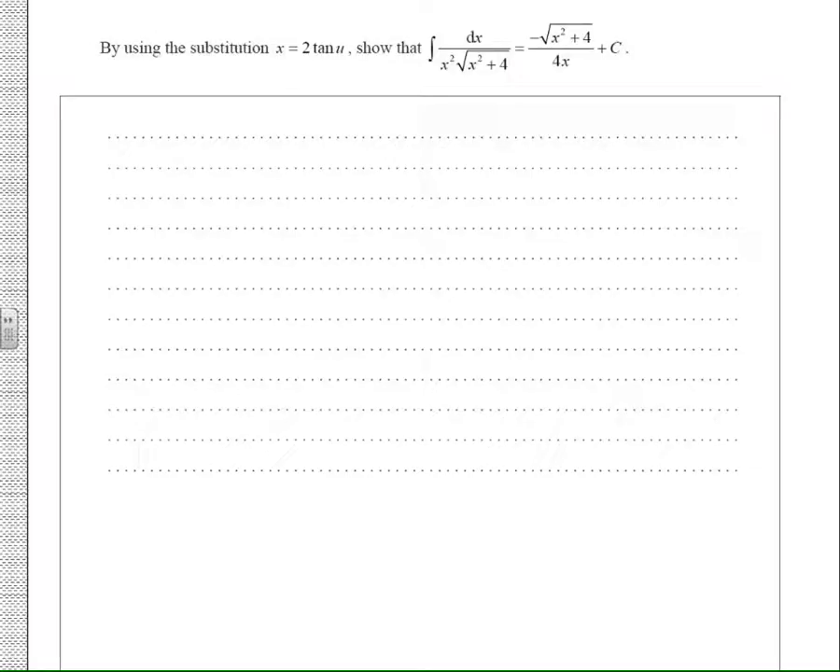Alright, this video is to review one of the problems that we saw on a practice test for an IB exam, IB high level math. What we have to do is somehow manage to show that the integral of this rational expression is equal to this rational expression, and we're supposed to use the substitution that x equals 2 times the tangent of u.